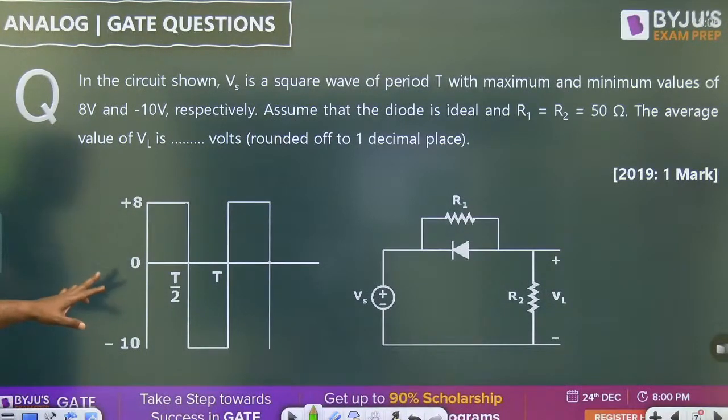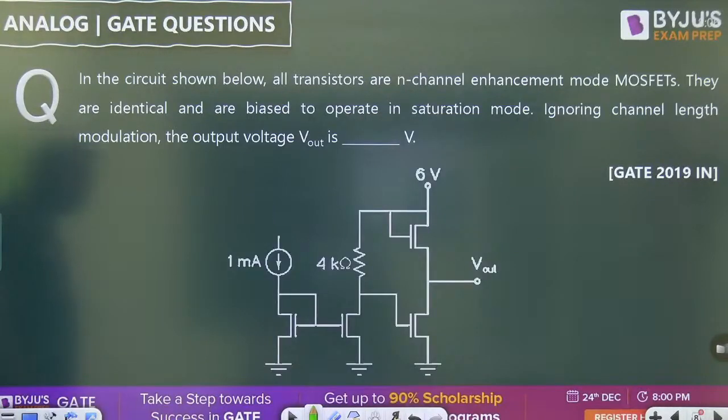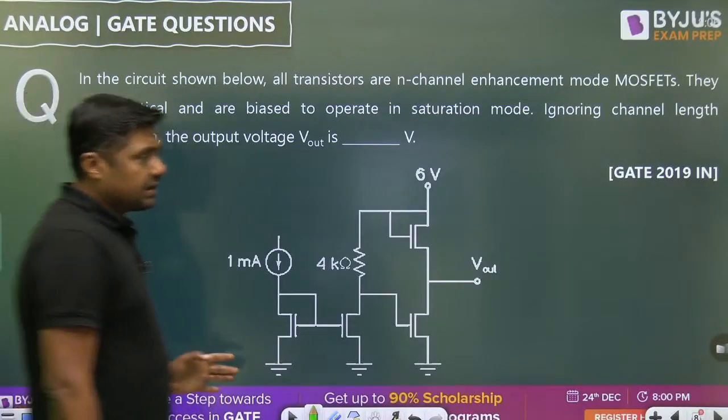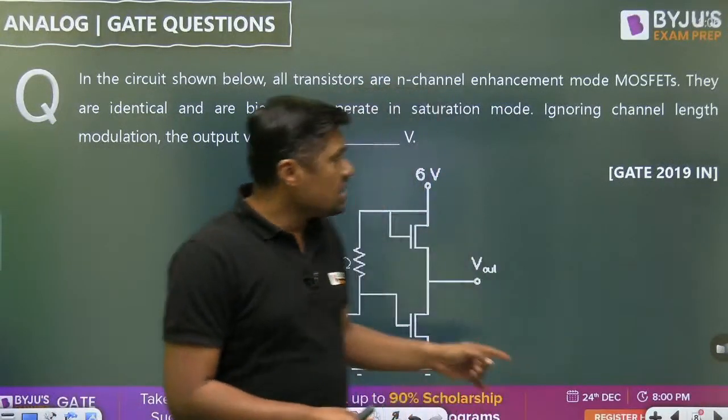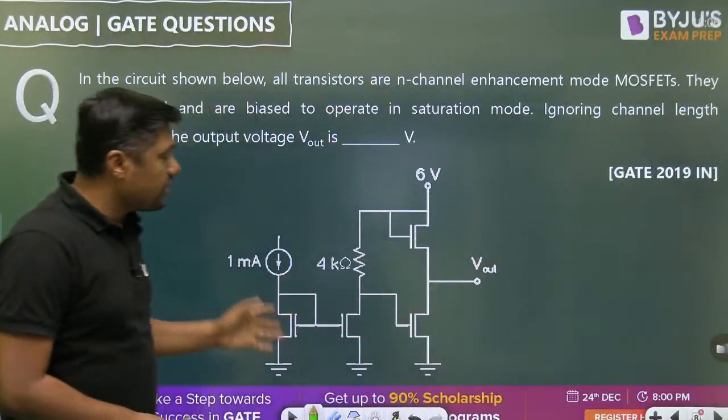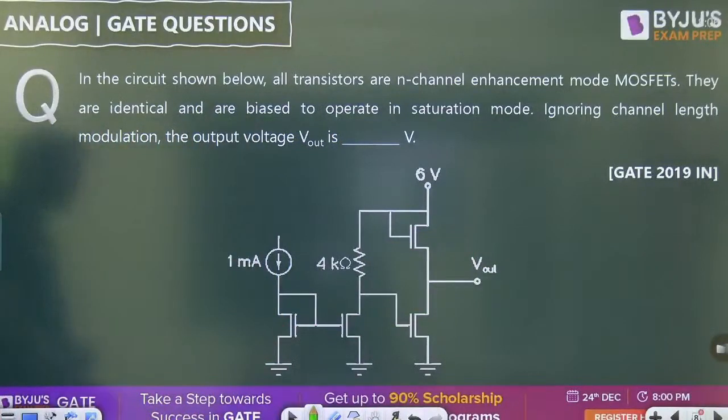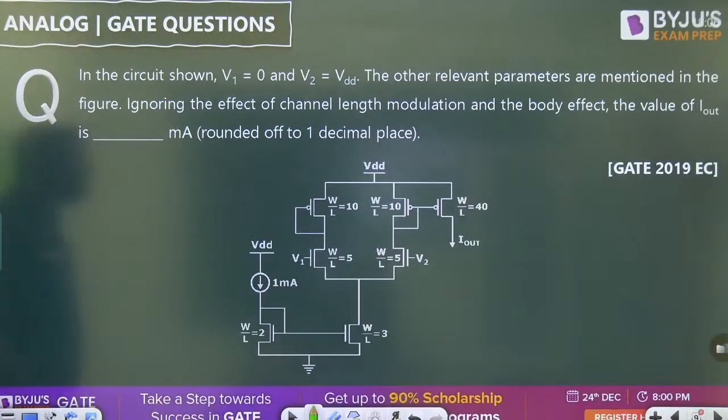So these are the important numericals. And then one question on current mirror circuit. Current mirror circuit by using MOSFET. Okay. So that is the question in instrumentation branch. Means this topic is also important for instrumentation branch. And a similar type of question in electronics branch.